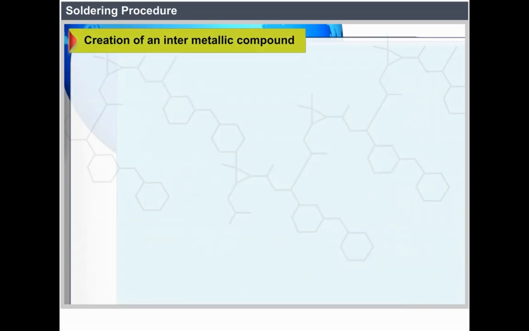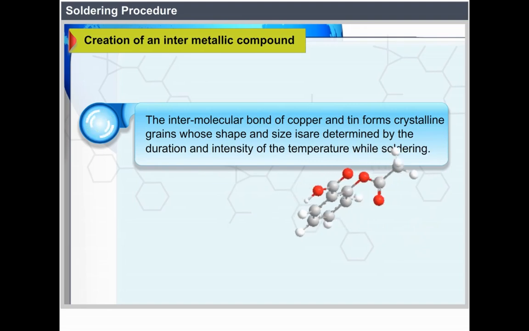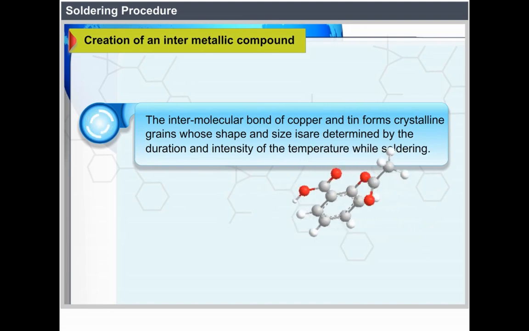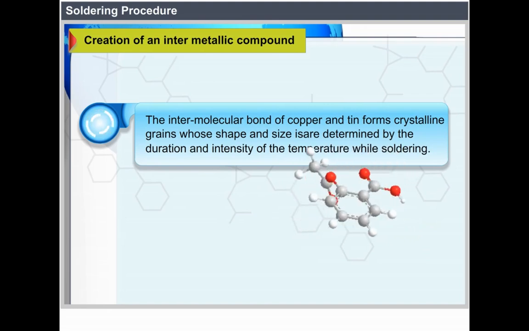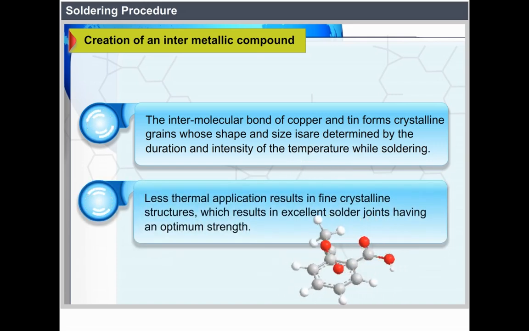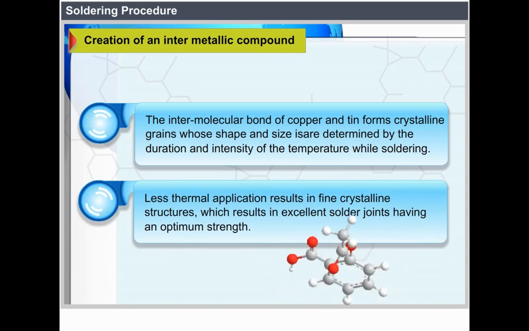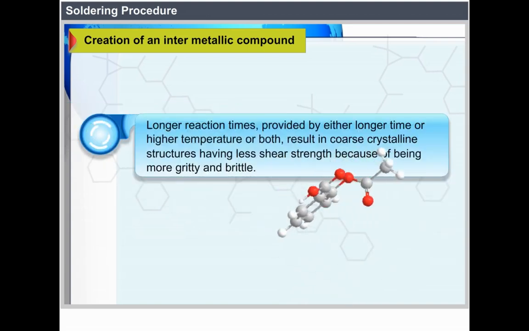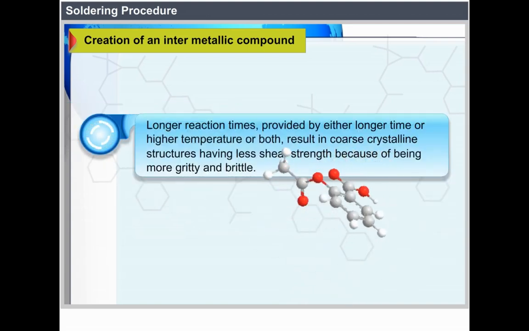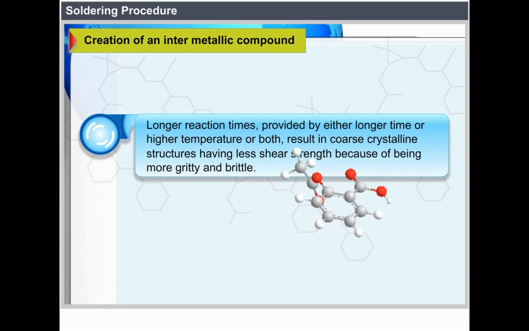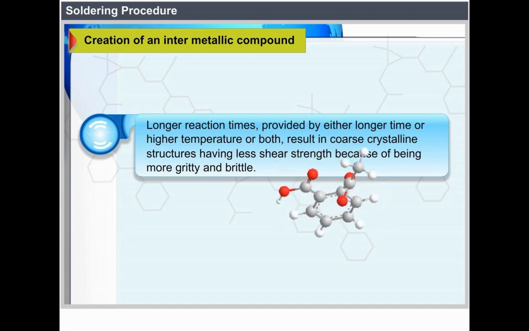Creation of an intermetallic compound. The intermolecular bond of copper and tin forms crystalline grains whose shape and size are determined by the duration and the intensity of the temperature while soldering. Less thermal application results in fine crystalline structures, which result in excellent solder joints having optimum strength. Longer reaction times, provided by either longer time or higher temperature or both, result in coarse crystalline structures having less shear strength because of being more gritty and brittle.